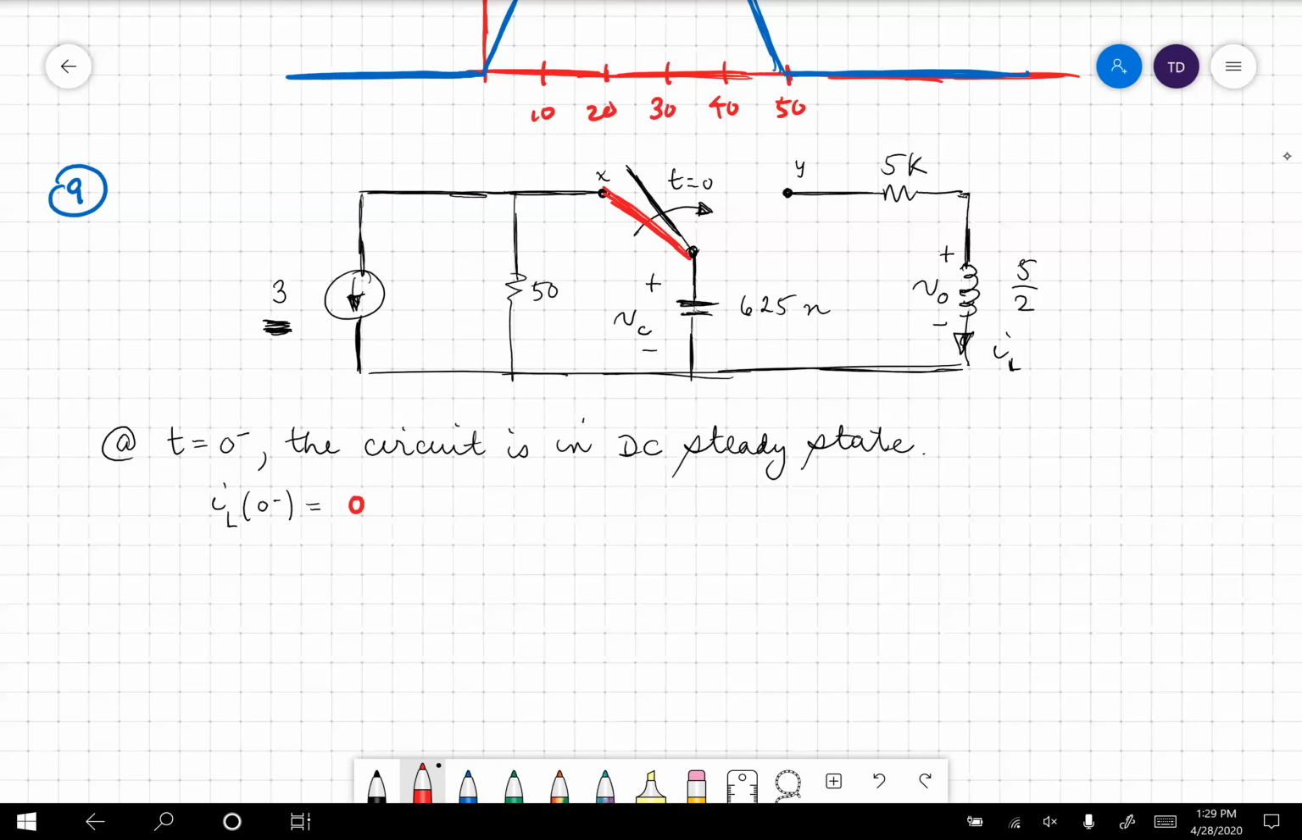How easy is it to figure out what is VC at 0 minus? Be careful as you look at this. So what does the capacitor look like at 0 minus? Open. Excellent. Open circuit. No current's flowing through there. So all the current is just doing this, correct? So if it's doing that, I get a voltage across this resistor, which is the same as the voltage across the capacitor. And that voltage is 150 volts. Everybody like that? So what's VC at 0 minus?